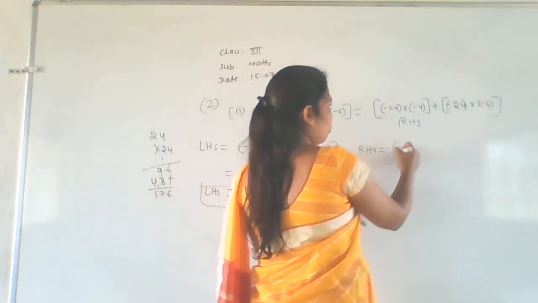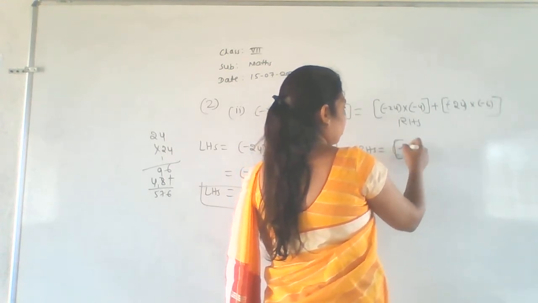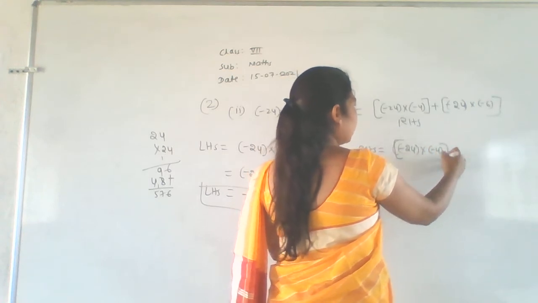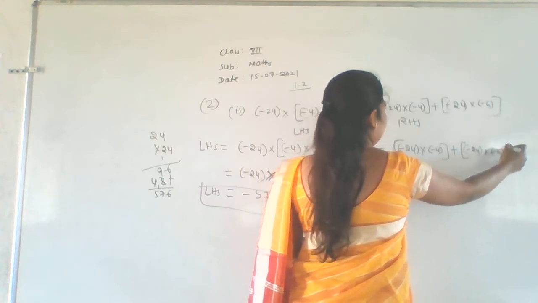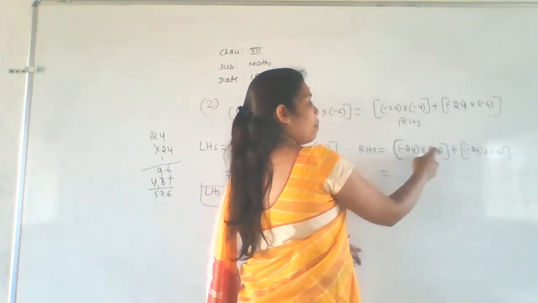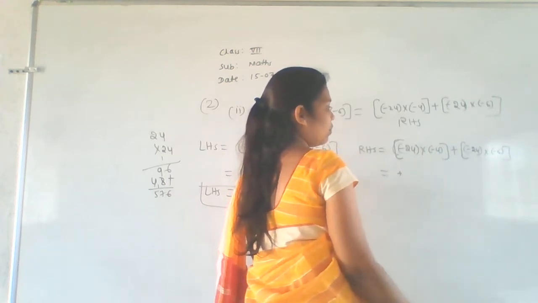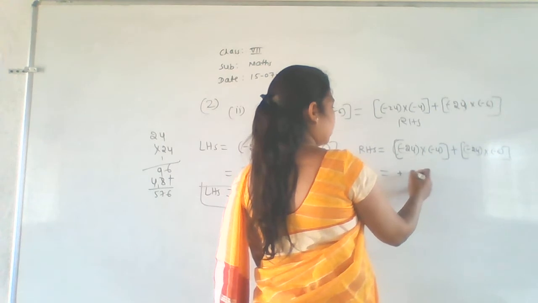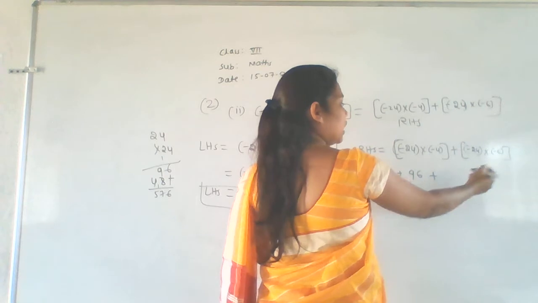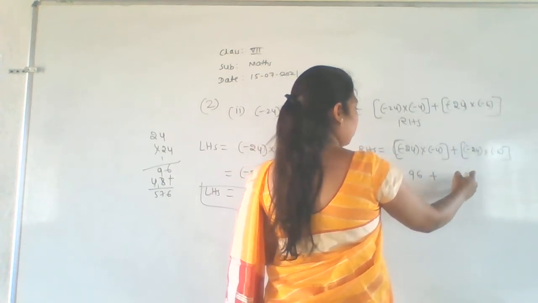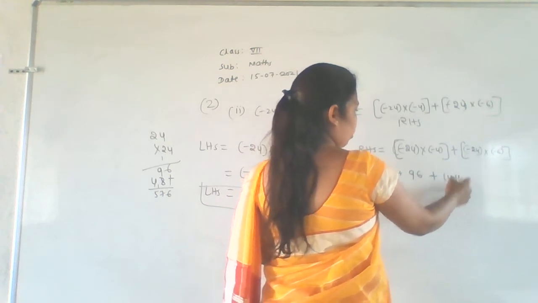RHS is equal to minus 24 into minus 4, right? Plus of minus 24 into minus 6 is there. Now solve the brackets first. Minus into minus, that will be plus. 24 into 4: 4 fours are 16, 1 carry, 4 twos are 8, 96. Plus here, minus into minus, that will be plus only. So 6 fours are 24, 2 carry, 6 twos are 12, 12 plus 2 is 14.